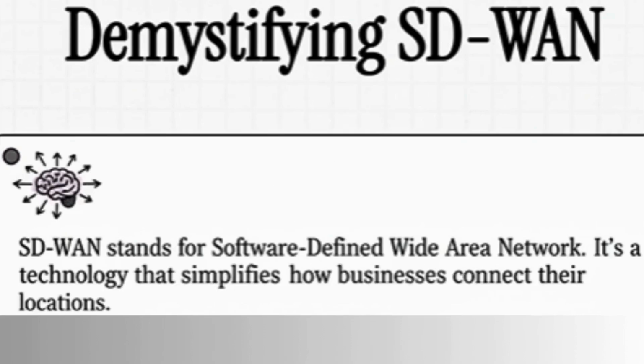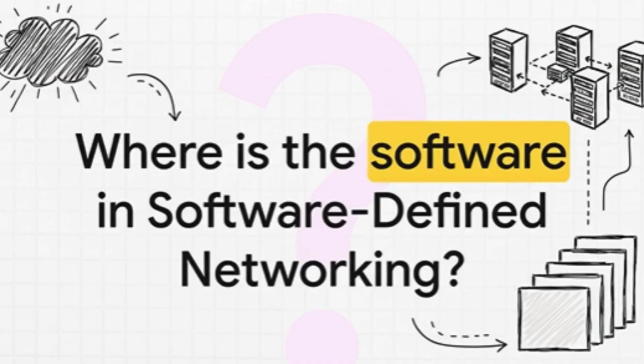SD-WAN stands for Software Defined Wide Area Network. It's a technology that simplifies how businesses connect their locations. So as you can see from this, SD-WAN has two acronyms, SD, that's software, and then WAN. So the first question that should come to your mind, where is the software in software defined networking, right?